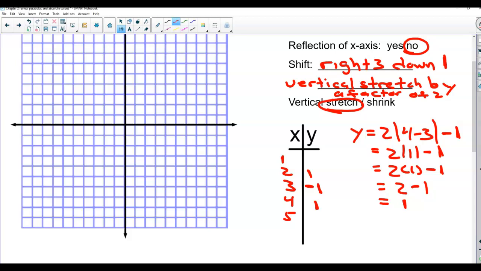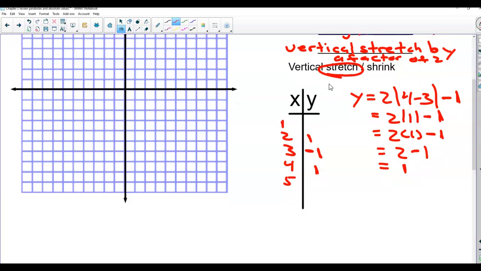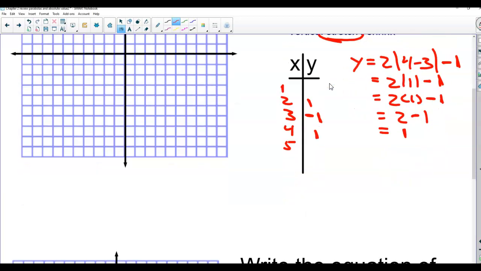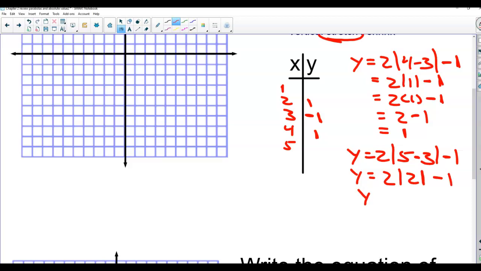2 is 1. Let's try 5. y equals 2 times the absolute value of 5 minus 3, minus 1. The absolute value of 2 is 2. And then we get 4 minus 1, which means it's 3. Actually, I can put my y's here as well.